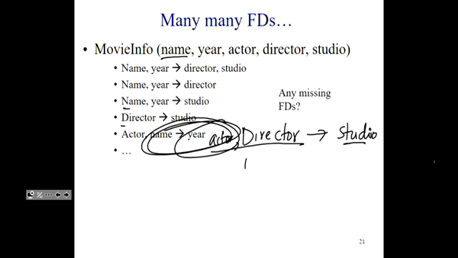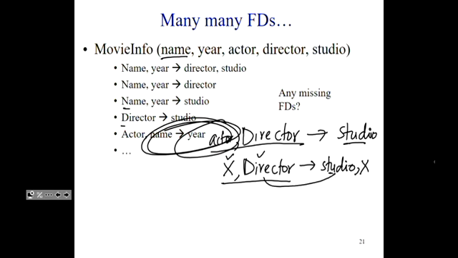Another thing, right? So let's say I have director implies studio. What if I decided to add x here for some attribute x, and then I decided to add x here for the same attribute x? Once again, this holds, because if 2 tuples have the same value for director and this attribute x, then because of director they have the same value for studio, and because they have the same value for x, they obviously have the same value for x, right?